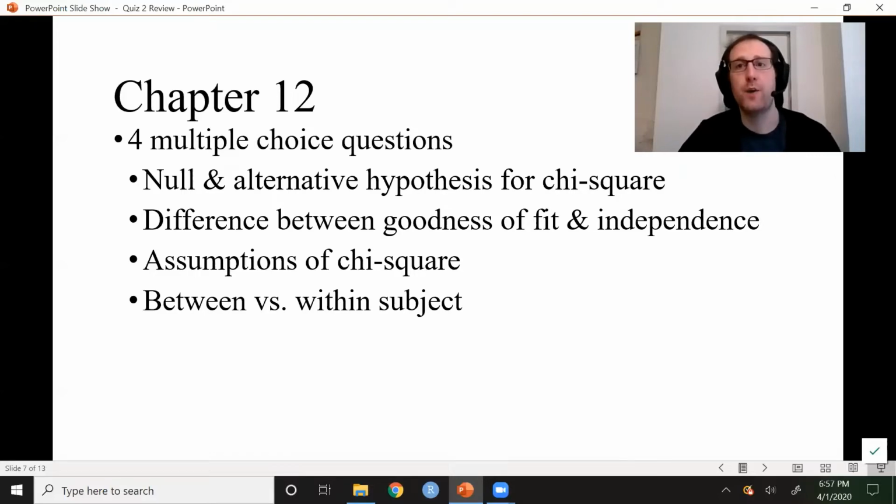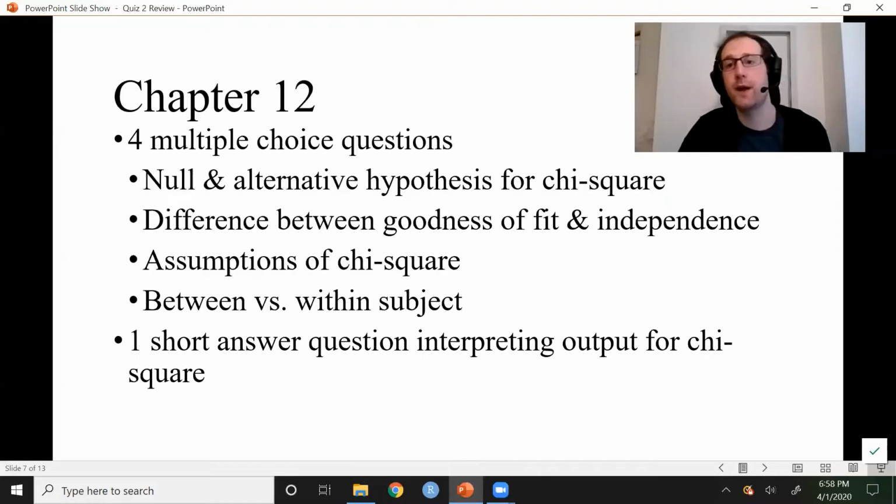And you should know about different chi-square tests that are used when it's a between subject and a within subject model. So there also will be one short answer question where I'll give you some output from R from a chi-square test, and you should be able to interpret from that, for example, whether the results were significant, be able to explain to someone who doesn't know a lot about statistics what those results mean.